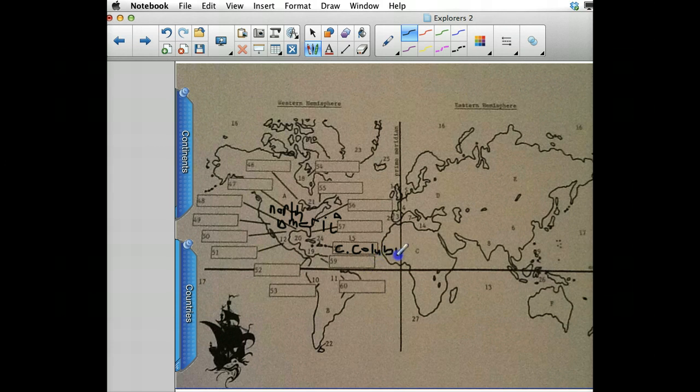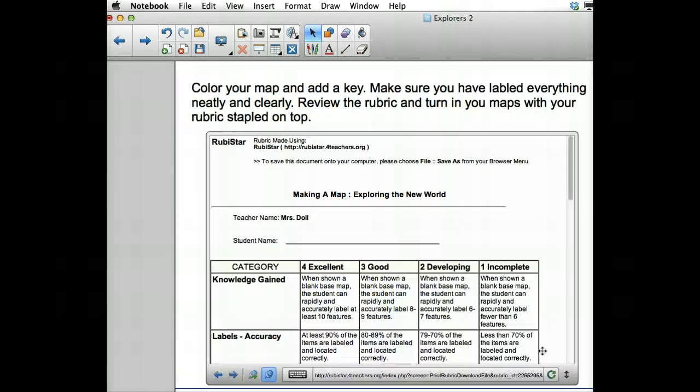Now, as I have volunteers come up and write in on the map, the rest of the class would be filling out the map as well at their own desk, their own individual map, which they will be turning in. Following the mapping exercise, they will have directions to color their map and add a key. I would remind them to make sure all their labels were finished, everything was labeled neatly and clearly, and then they could review the rubric.